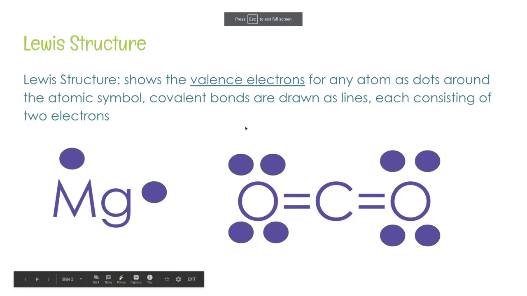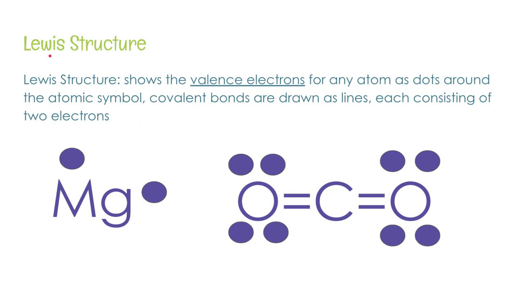A Lewis structure shows the valence electrons only for any atom, shows them as dots around the atomic symbol. There's a scientist, I don't remember his first name. His last name is Lewis. He says, if valence electrons are the most important part of an atom, why are we even spending time drawing the nucleus, drawing all the protons, the neutrons, all of the electrons on the inside that don't participate in bonding? If chemistry is all about bonds, why are we even worried about that stuff?